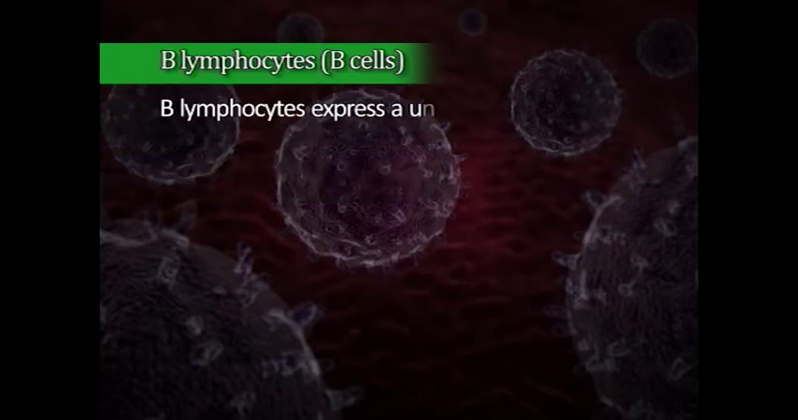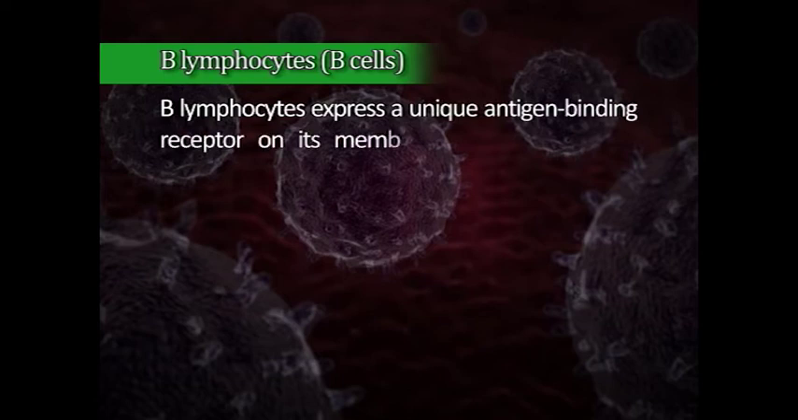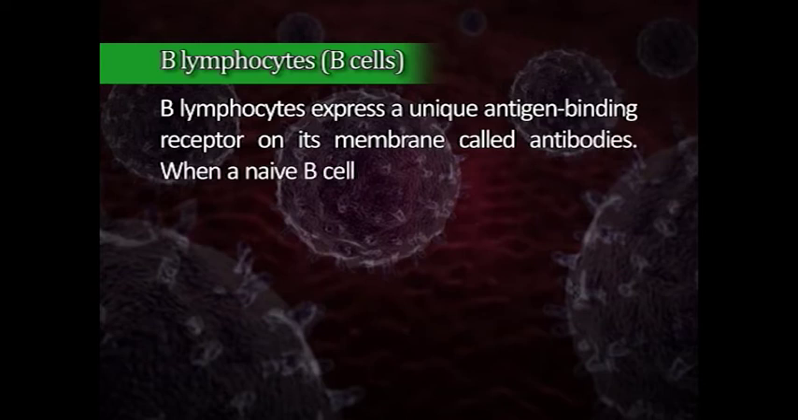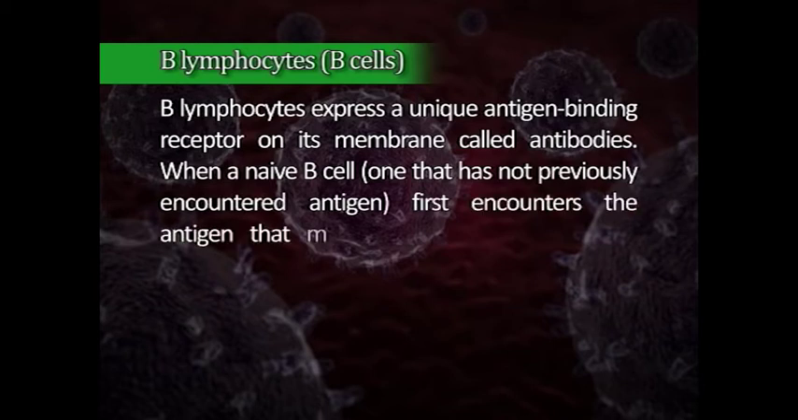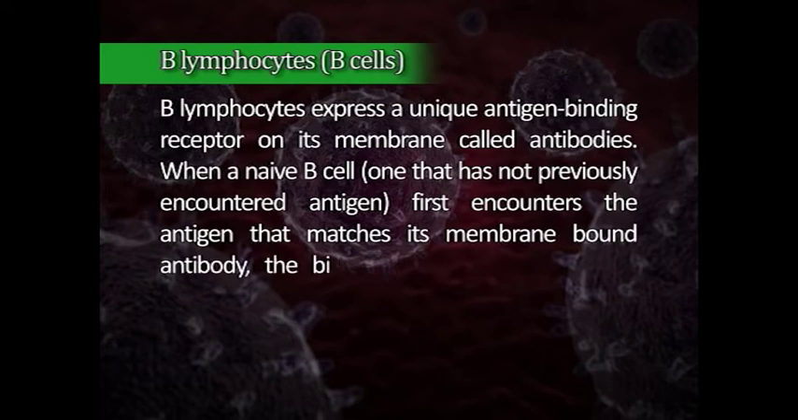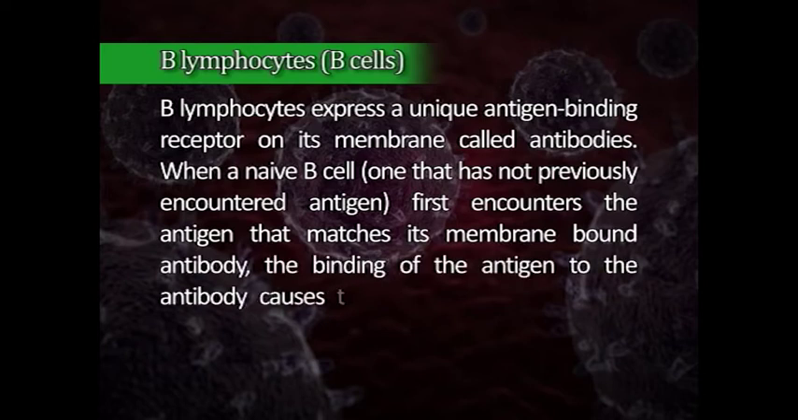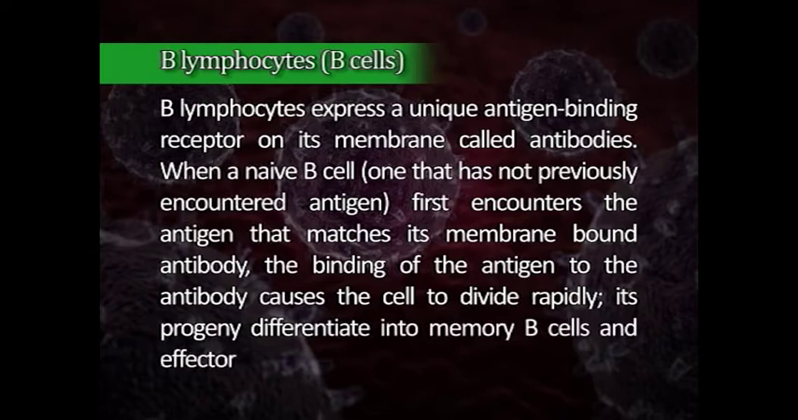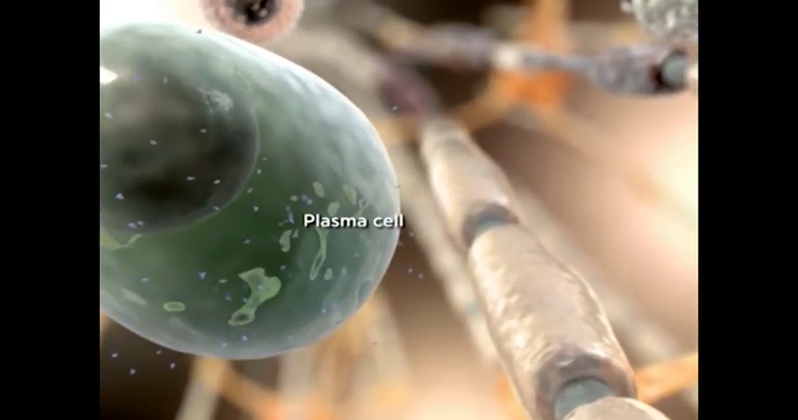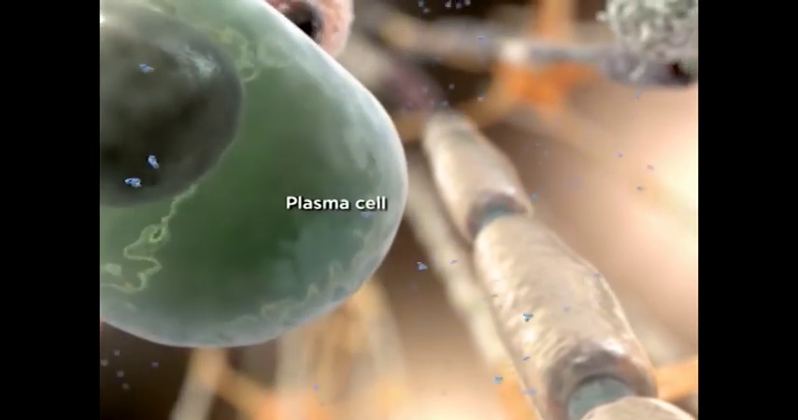B lymphocytes express unique antigen-binding receptors on their membrane called antibodies. When a naive B cell, one that has not previously encountered antigen, first encounters the antigen that matches its membrane-bound antibody, the binding of the antigen to the antibody causes the cell to divide rapidly. Its progeny differentiate into memory B cells and effector B cells, called plasma cells. Memory B cells have a longer lifespan than naive cells, and they express the same membrane-bound antibody as their parent B cells. Plasma cells produce the antibody in a form that can be secreted and have little or no membrane-bound antibodies.